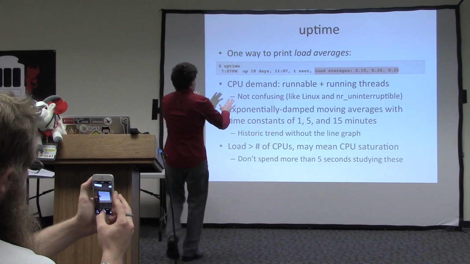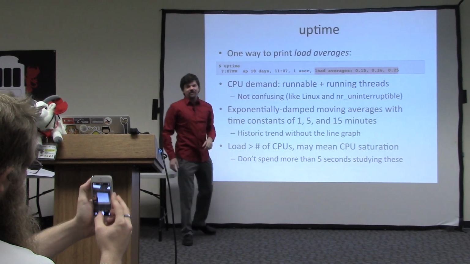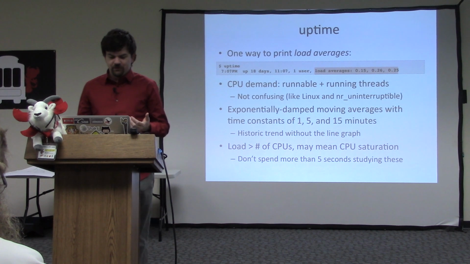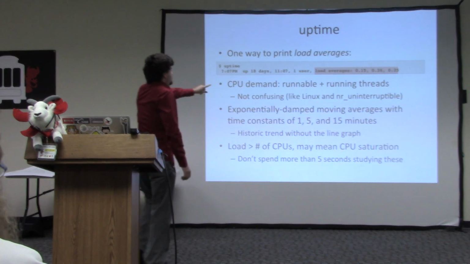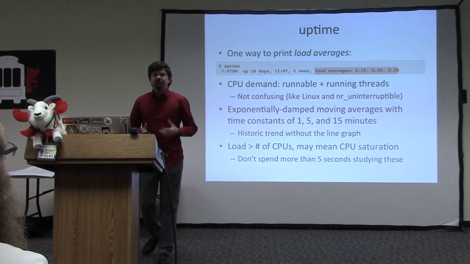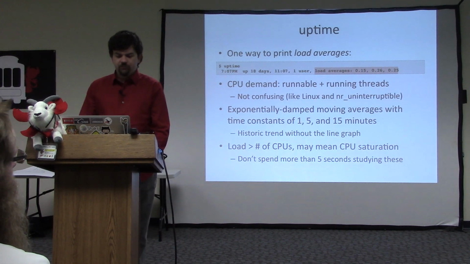At least on FreeBSD, uptime is the way Unix intended. It is the CPU demand, runnable plus running threads. I always get confused when I'm on Linux because it includes the NR uninterruptible as well. These numbers are not 1, 5, and 15-minute averages. They're exponentially damped, so 1, 5, and 15 minutes are constants used in the equation. So they kind of roughly resemble that.